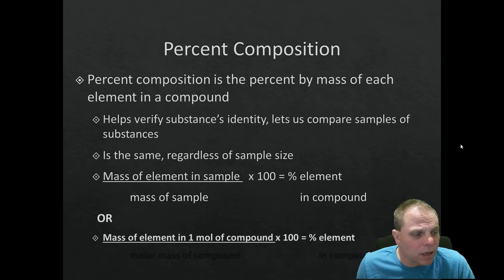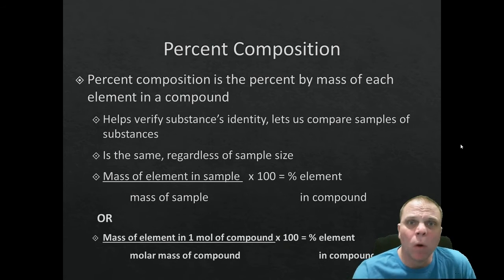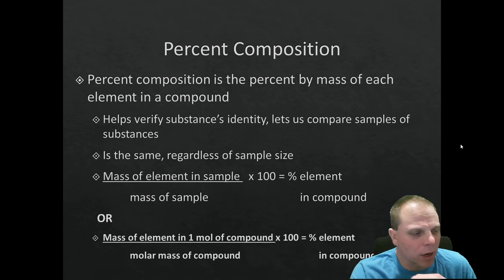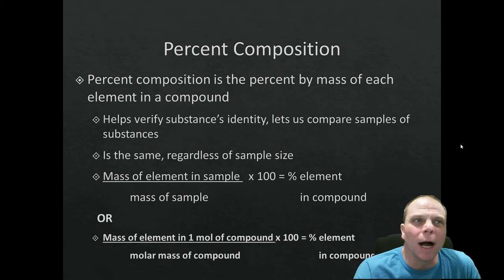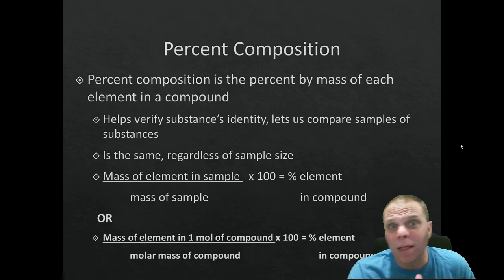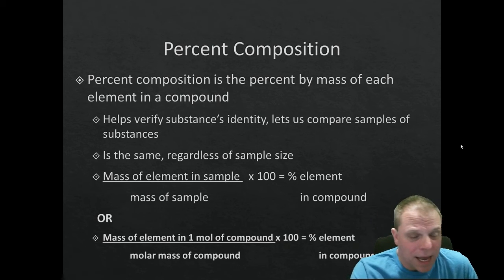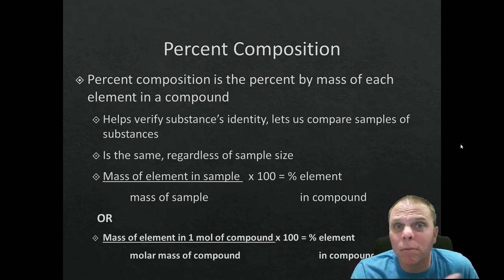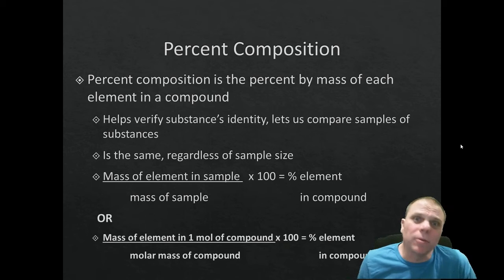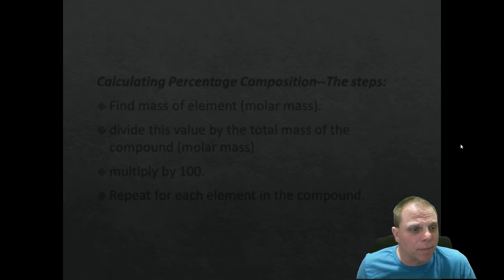Now, we can also do it another way, and we can look at molar relationships. In fact, the way we're going to do it for our test is going to be this way. We're basically going to give you a particular formula and say, hey, figure out the percentage by mass of this element within this formula. And so you're going to use this formula here: mass of element in 1 mole of a compound divided by the molar mass of the whole compound, times 100, is equal to the percent of the element that you have in that compound.